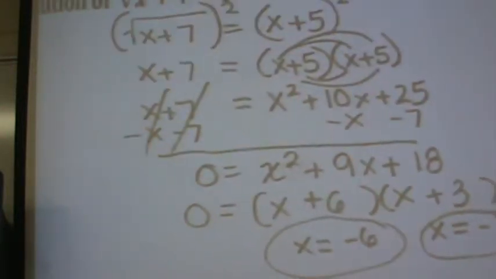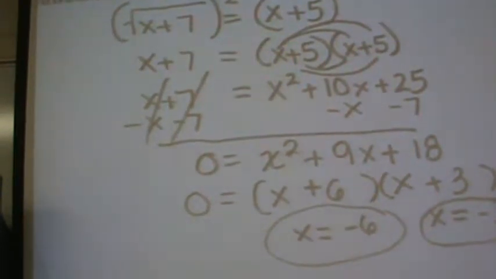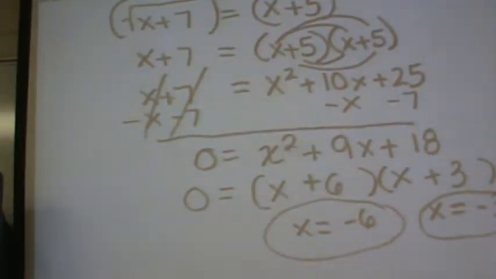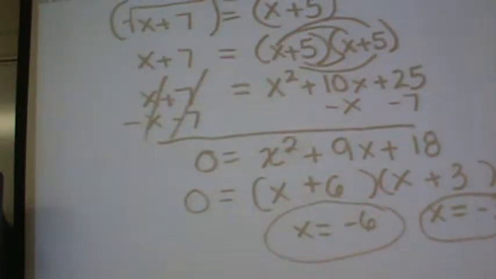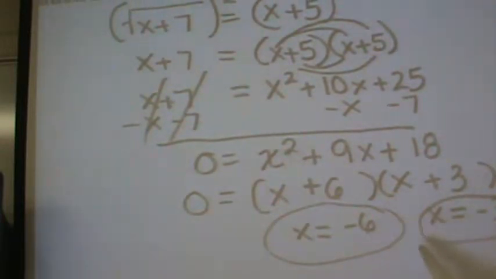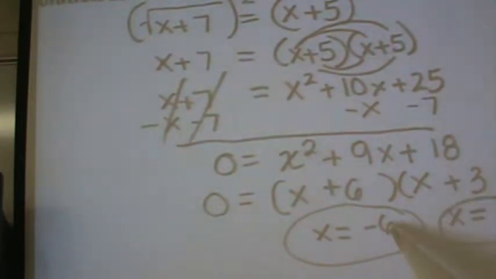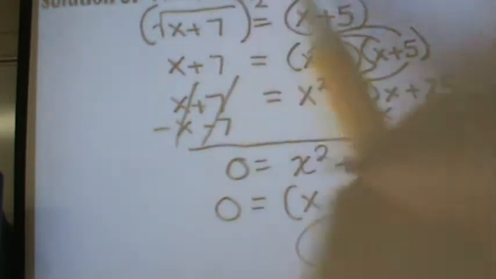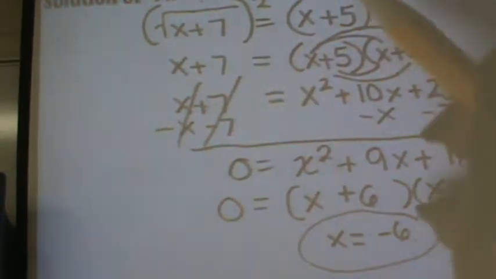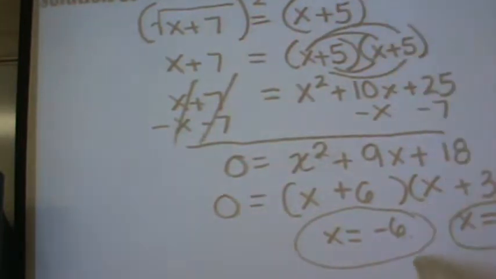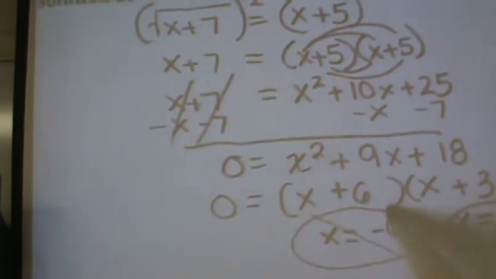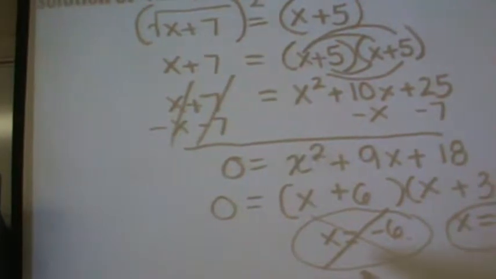But we have a problem. One of these doesn't work. So if we were to plug these 2 numbers in one at a time, let's do them one at a time. If I were to plug negative 6 in here, what is negative 6 plus 7? 1. What's the square root of 1? 1. What's 1 minus 5? Well, I was setting it equal to negative 6. So did this one work? No. This is called an extraneous solution.